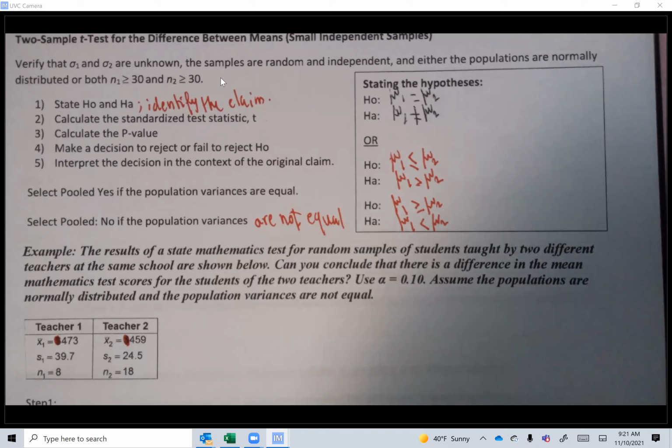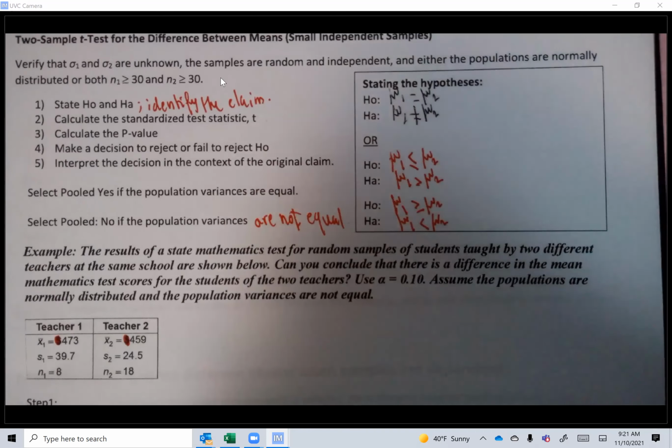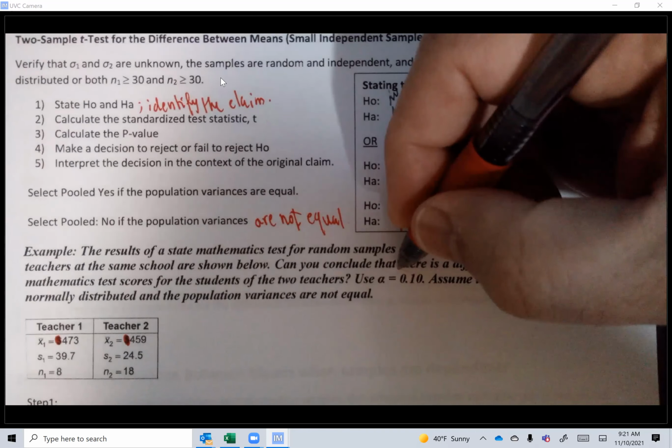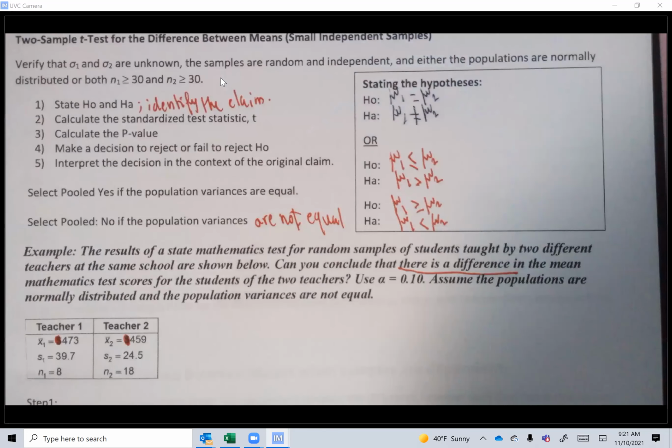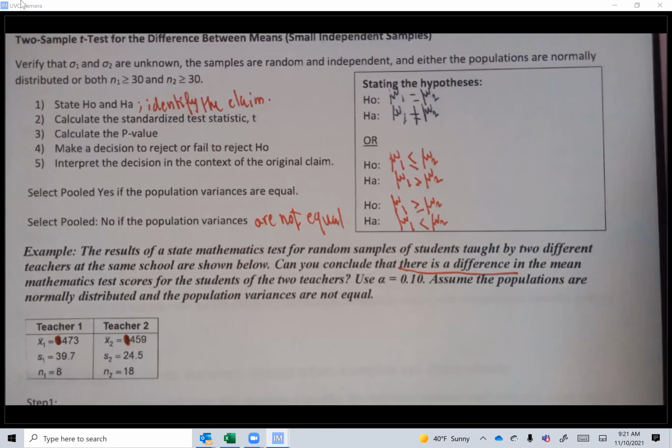Any suggestion? It said, can you conclude that there is a difference? So which one is it going to be, guys? Difference means what? Not equal. Why 3? Just curious to know, why did you decide on 3?